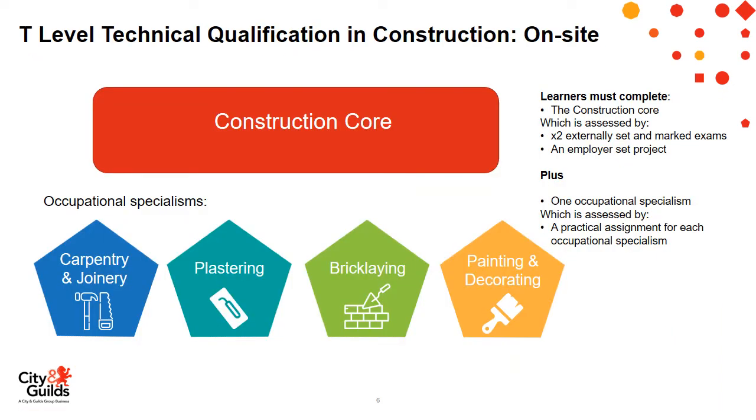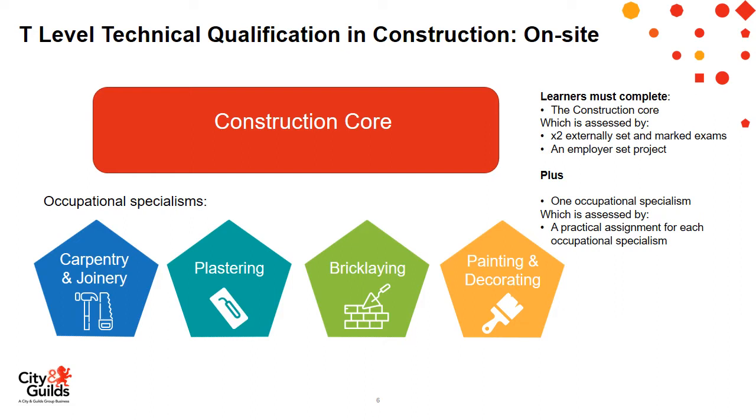So now in this slide, we're actually going to look at how the T-level technical qualification is structured. So what we've got is, in the construction on site one, a construction core. Now this is core content which is generic to all the occupational specialisms you can see on the slide. So this will be things like health and safety in construction, construction site principles, generic construction design principles, construction built environment, sustainability, and things which are covered by all the specialisms.